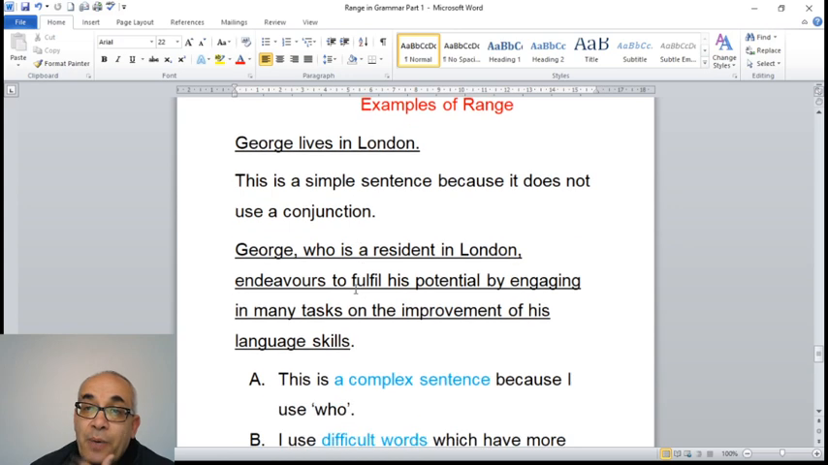Now range. Now we come to the examples. Okay, please be patient. I will repeat slowly and explain slowly. Now, "George lives in London." This is a sentence. This is a simple sentence because it does not use a conjunction. So, who wrote this sentence, do you think?